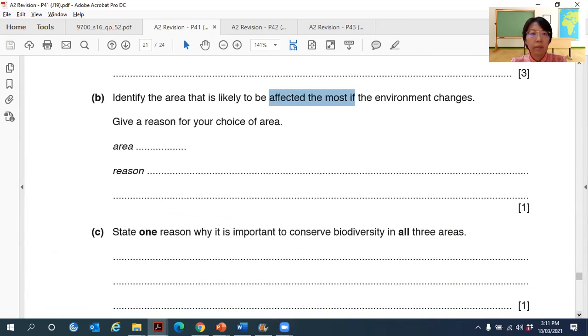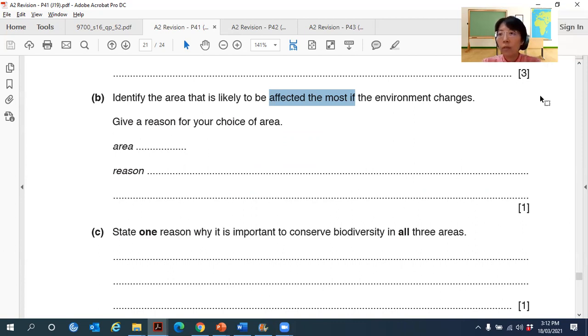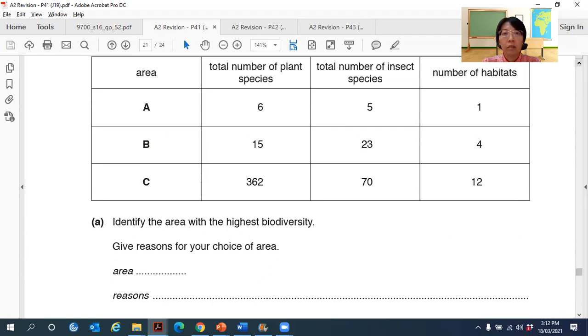Next, identify the area that's most likely to be affected if the environment changes. Give a reason for your choice of area. So this is very interesting. They say that, okay, when the environment changes, which of these 3 areas will be most likely to be affected? Okay, affected means what? We are looking at these 3 different kinds of data here.